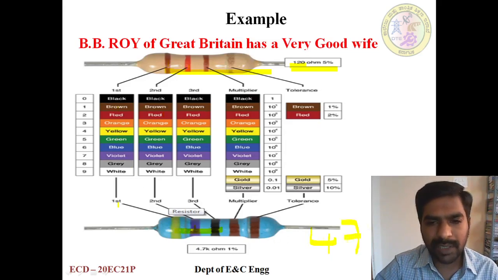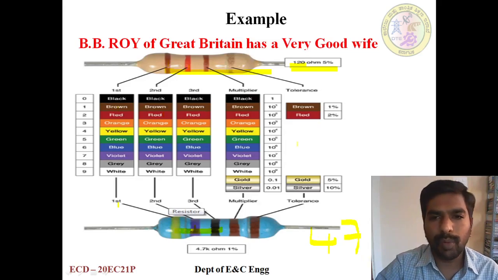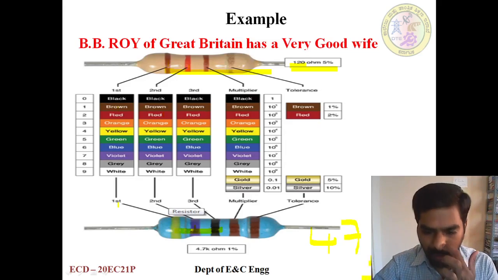First band, second digit. A black means 0, it's the third digit. And the multiplier is brown, which is 1, that is 10. You need to multiply by 10, which just adds a 0. It's 4700. And brown means plus or minus 1%. It's 1%, it's the accuracy.